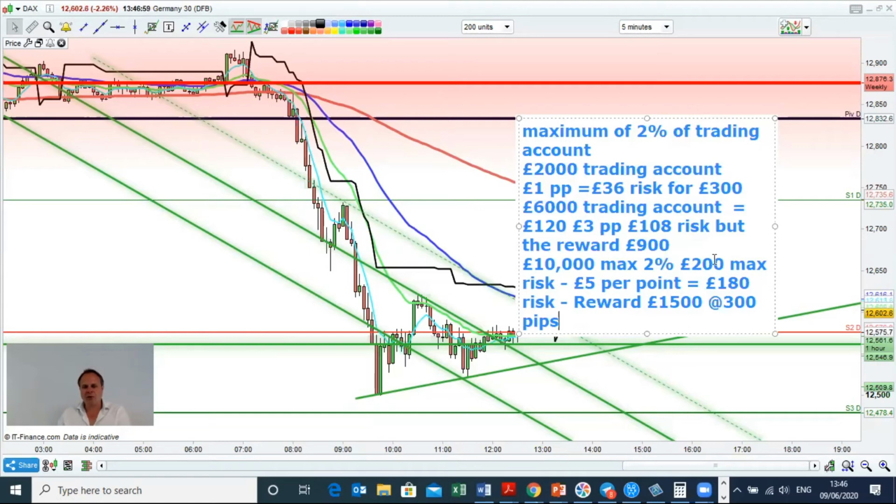The final one is the £10,000 account, much bigger, with no more risk than £200. At £5 per point the risk was £180, but the reward £1,500. So for 36 pips, we're talking a 10-to-1 risk reward ratio there. The reason we were able to get such a big reward is that we knew the DAX had been overbought, Wall Street had been overbought, and we were due a correction.